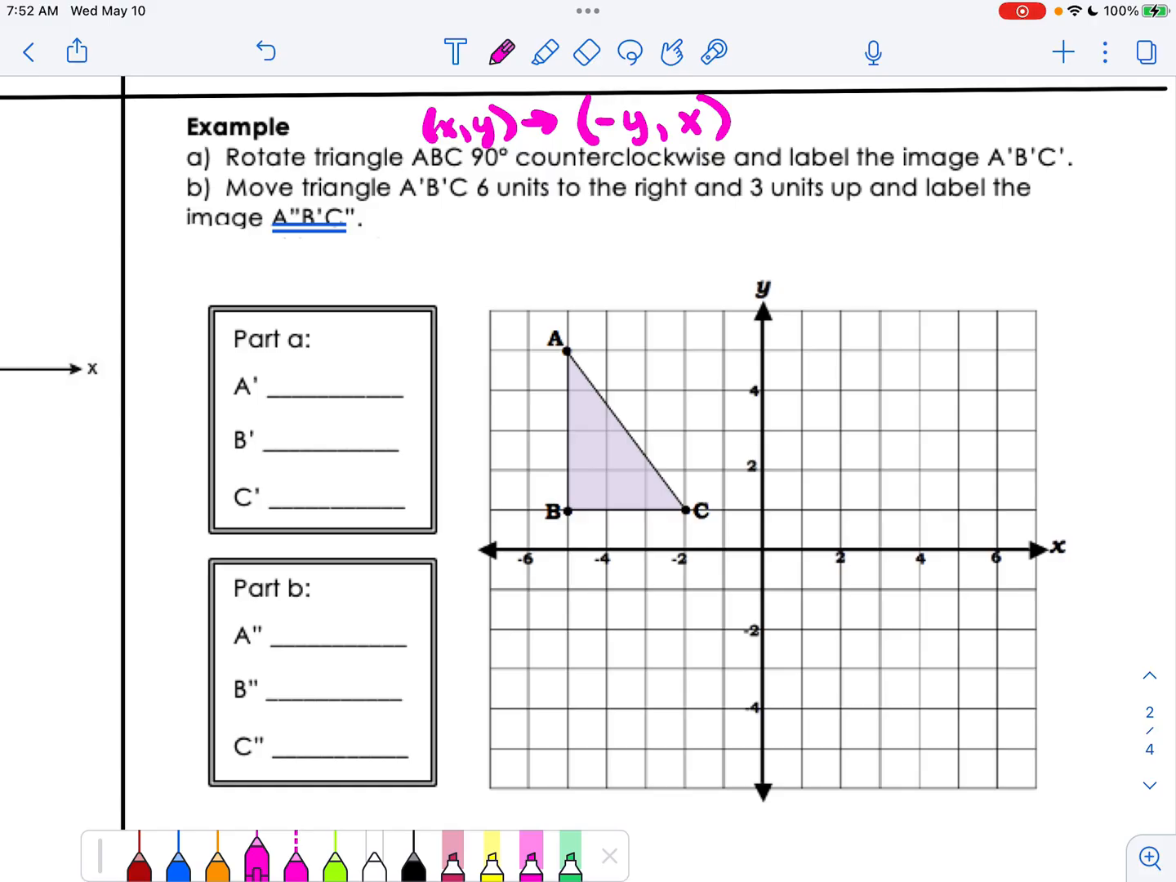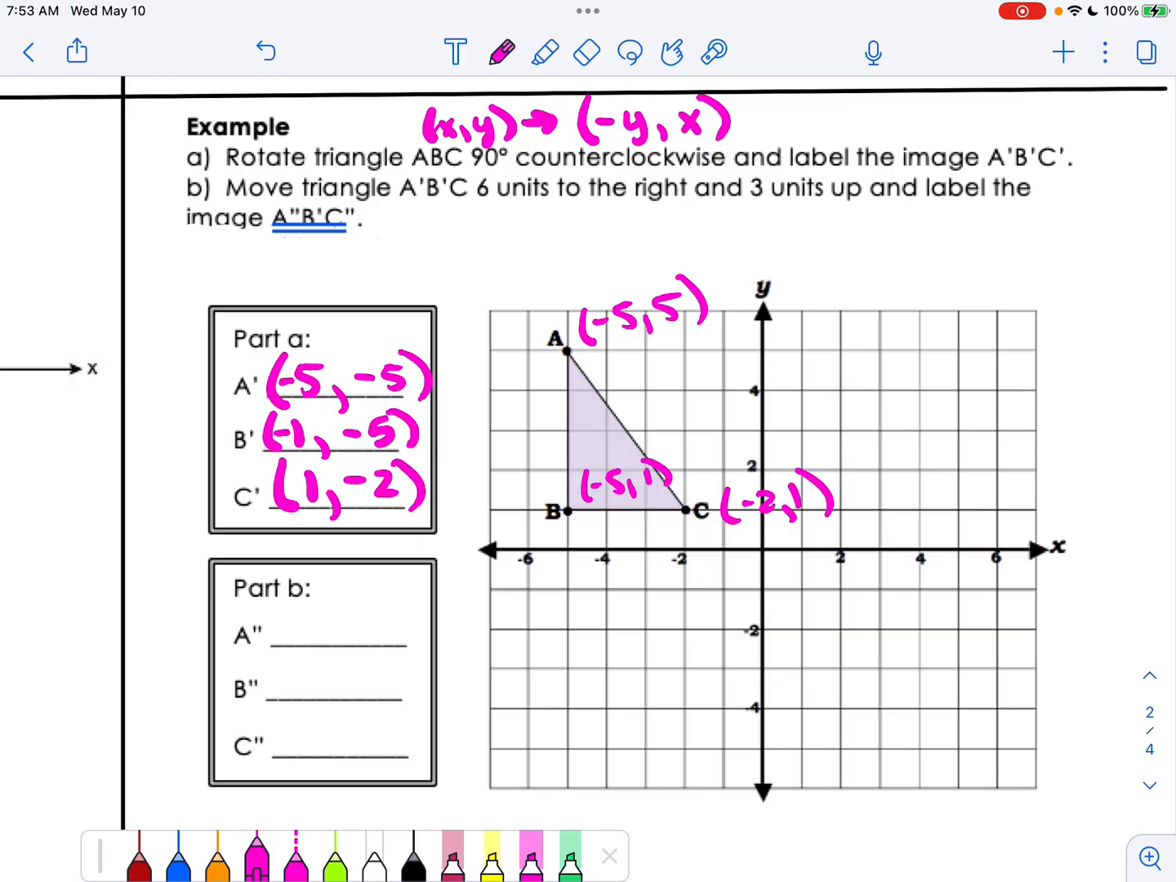Let me label these real quick. A is at (-5, 5), B is at (-5, 1), and C is at (-2, 1). When we switch them, for A, the 5 goes first, the -5 goes second, and then the new first number becomes negative. For B, switching them, 1, -5, and again the new first number becomes negative. And then C, flip them, and the first number becomes negative.